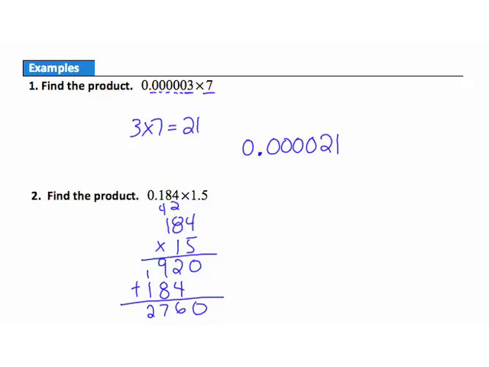Now I just have to make sure I get the right number of decimal places in this answer. We go back up to our numbers. There were 3 digits behind the decimal in the first number and 1 digit behind the decimal in the second number. So that's altogether 4. If we take our number 2760 and we want to have 4 digits behind the decimal, the decimal point is going to have to go right in front of that 2 so that I end up with 4 digits behind the decimal.